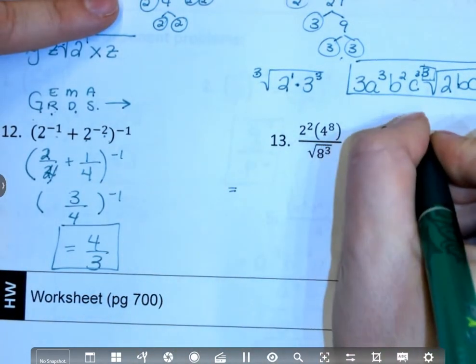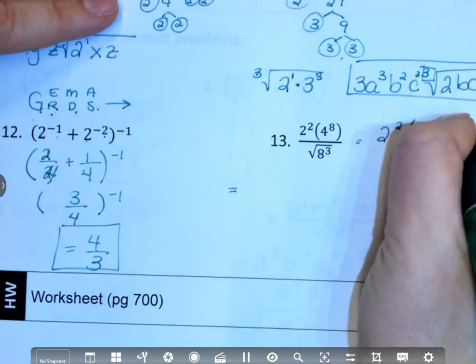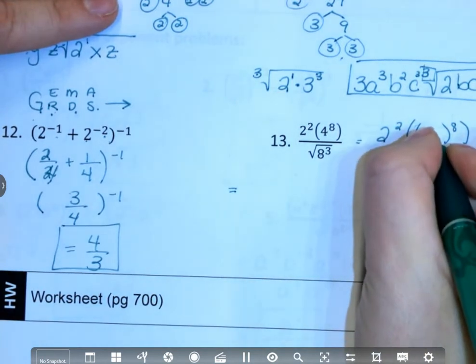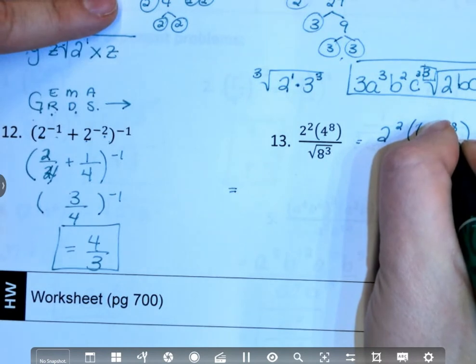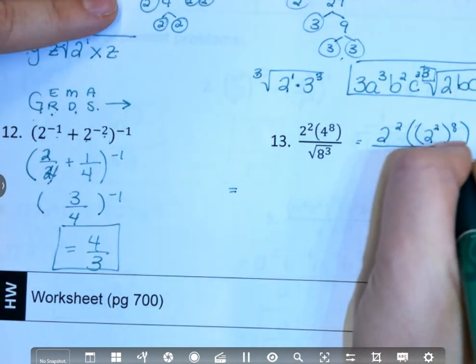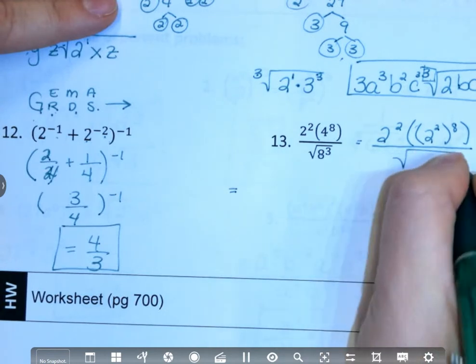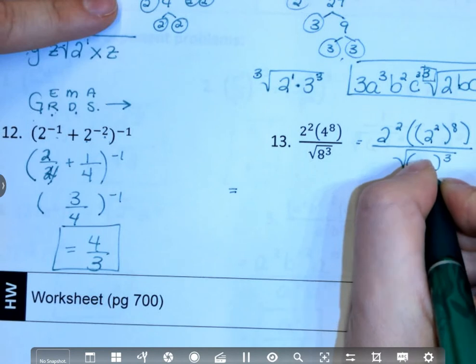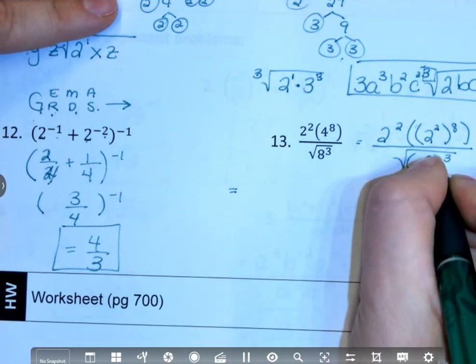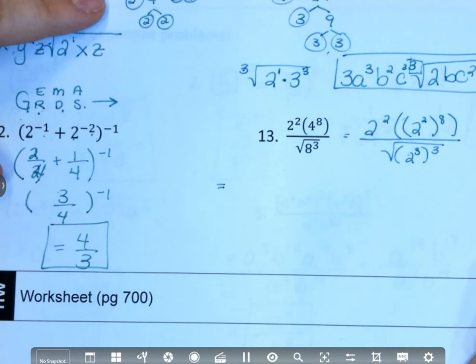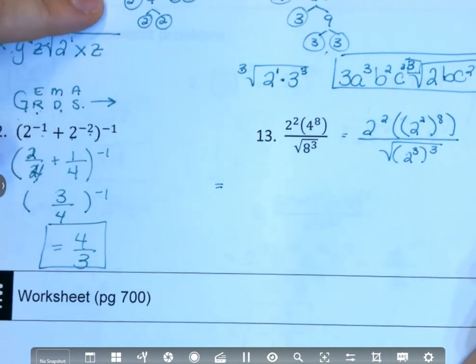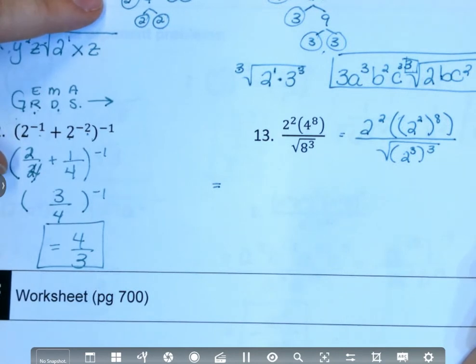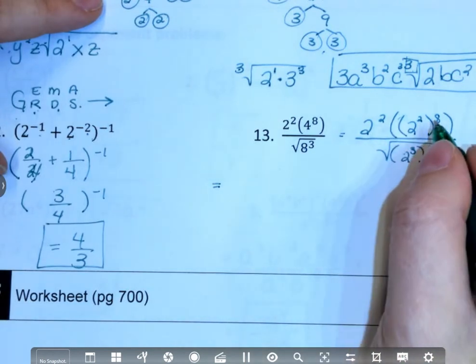So 2 squared, I'm not going to change. 4 is 2 squared, or 2 to the second. 8 is 2 cubed. Now, since I've gotten rid of all of those crazy different numbers, I'm just going to work this as if it was a standard variable type situation. I'm not going to change any of the 2's. I'm just dealing with their exponents.